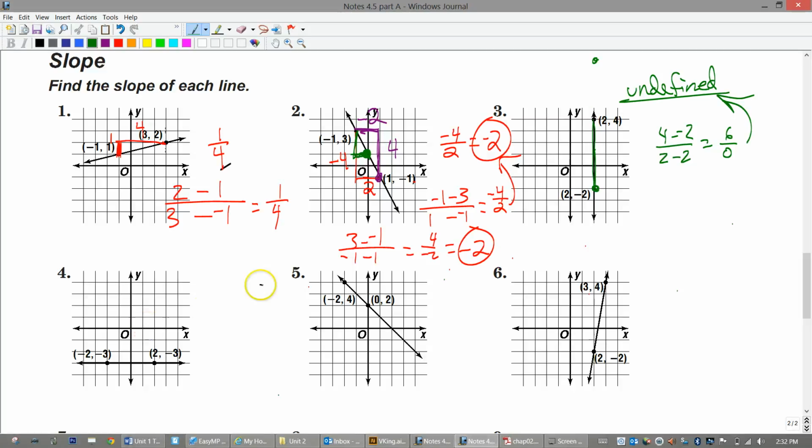Okay, number 4, what's the slope of a horizontal line? 0. Horizontal. You're not rising anything. So from here, you're not going up anything. You're just going to the right 1, 2, 3, 4. So it's 0 over 4, which is 0. Or you could use the formula, which will give you 0 over 4, which is back to 0. Does that all make sense?